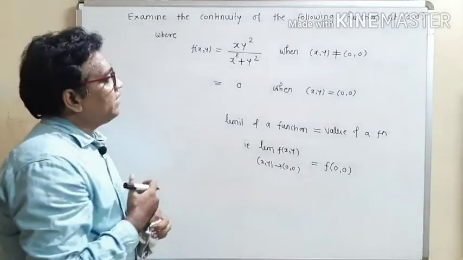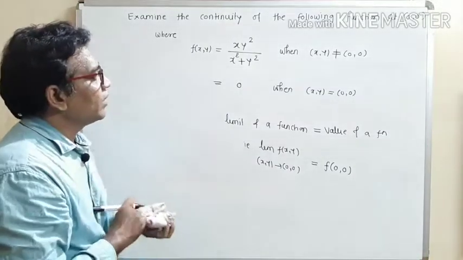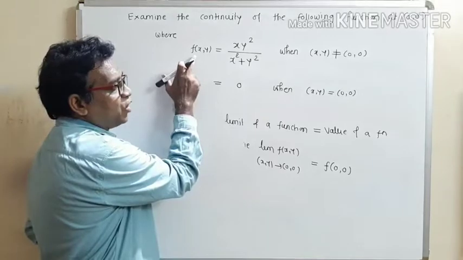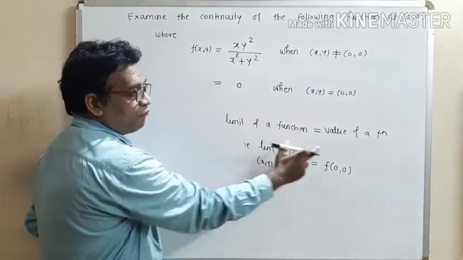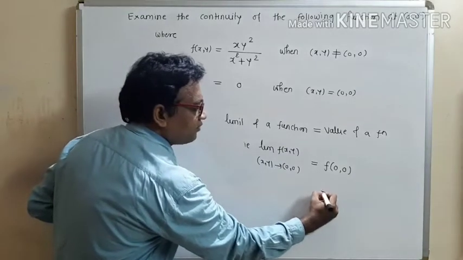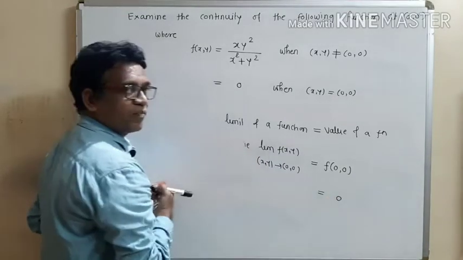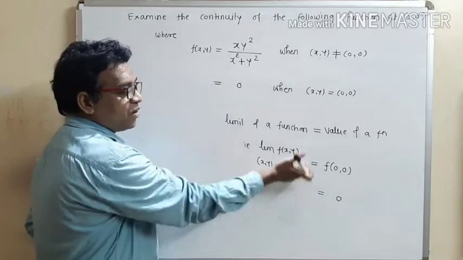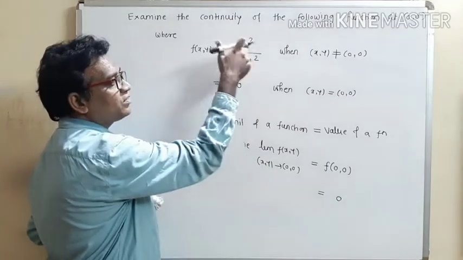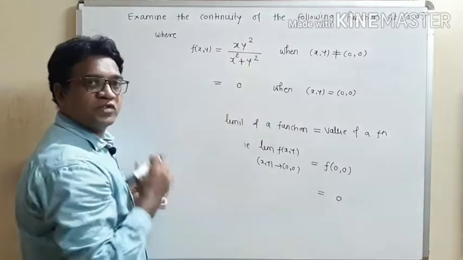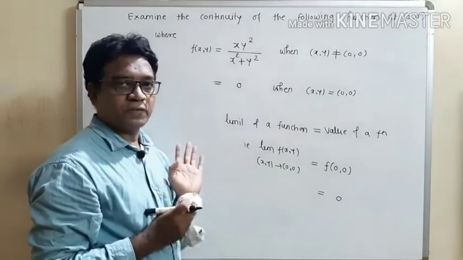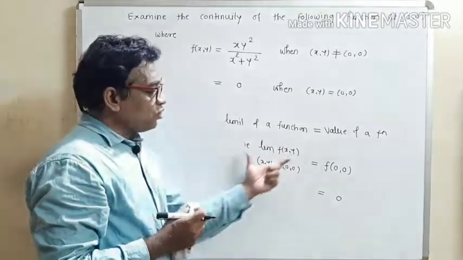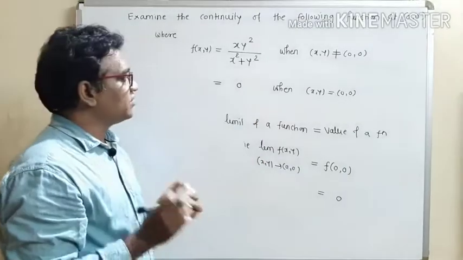Now in our given example, what is given? We are given the value of function is equal to 0. This is the given value. So just find out the limit of function. This is our function xy² divided by x² plus y². We want to find out the limit of this function. Now see how to find out the limit of function. This is the process.